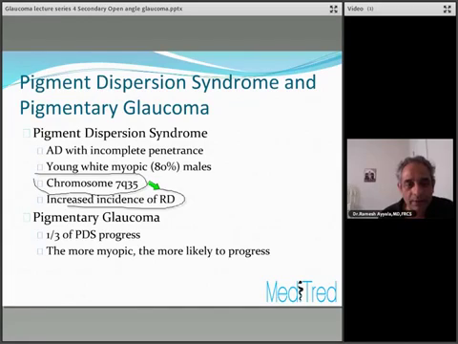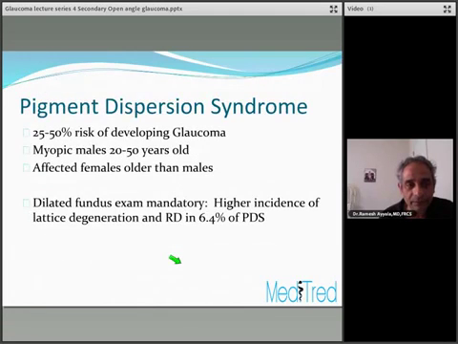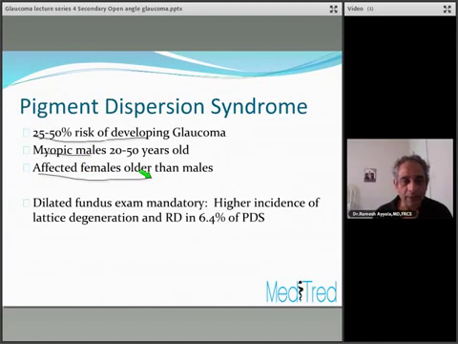Pigmentary glaucoma is seen in a third of patients with pigment dispersion syndrome. So not everyone with the PDS or pigment dispersion syndrome will progress to pigmentary glaucoma. About a third of them do so. The more myopic the patient is, the more likely that they will progress to pigmentary glaucoma. As I mentioned just now, to reiterate that fact again, about a third of these patients will develop glaucoma, more likely to happen in myopic males. Affected females are older compared to males.